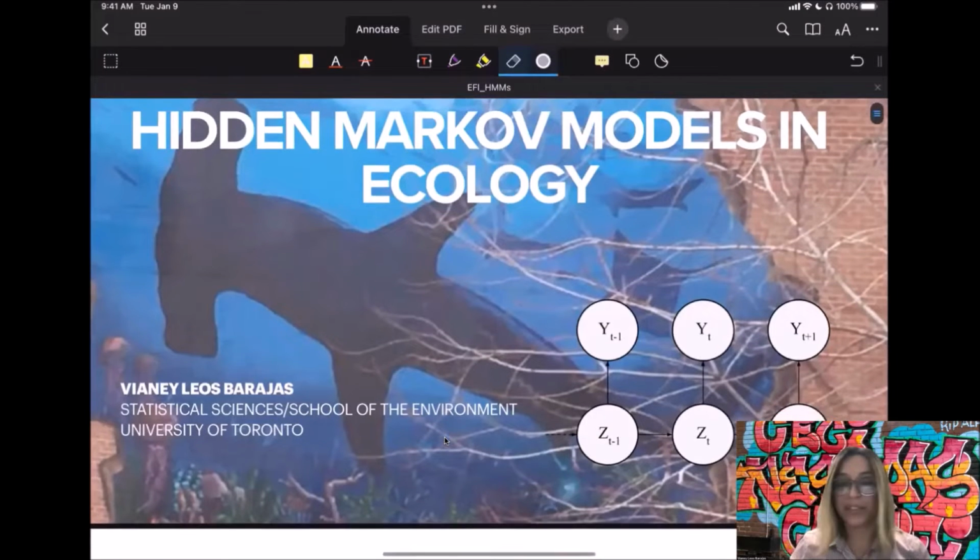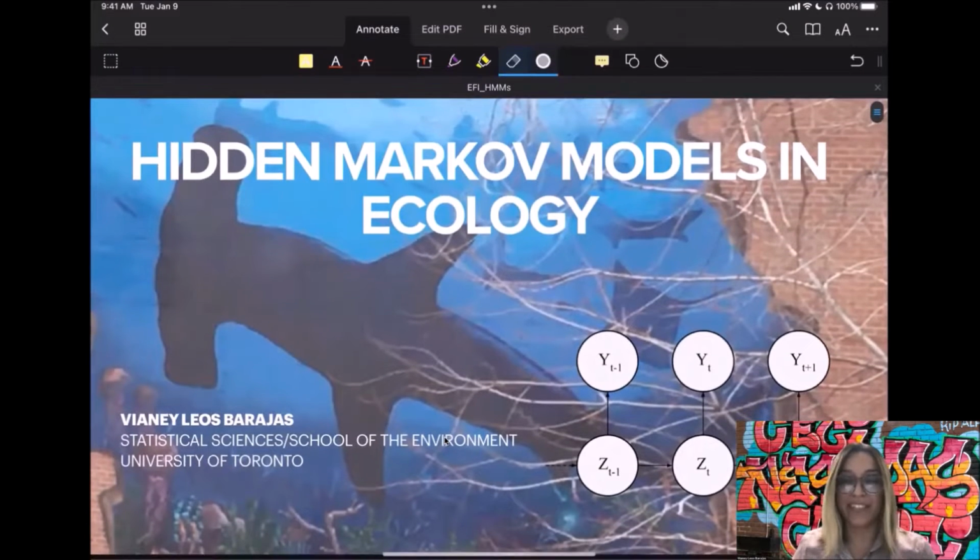It's already introduced, but as mentioned, I do like sharks, and this is one of the shark murals here around Toronto.